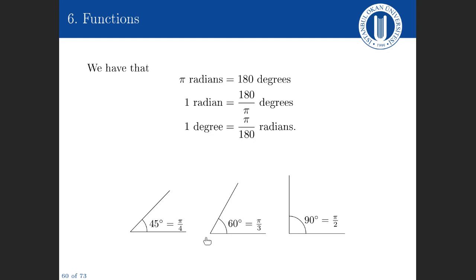I've drawn 3 common angles at the bottom. When we measure an angle using degrees, we need to put a little circle to say that we're using degrees. When we use radians, we don't put any symbols. 45 degrees is the same as pi over 4 radians. 60 degrees is the same as pi over 3. 90 degrees is the same as pi over 2.